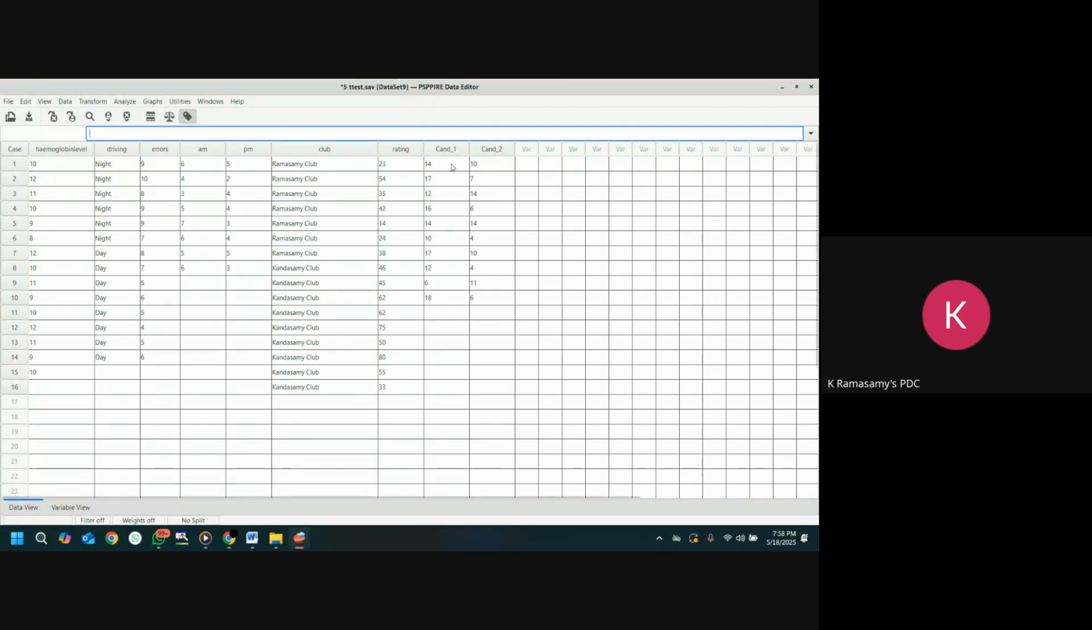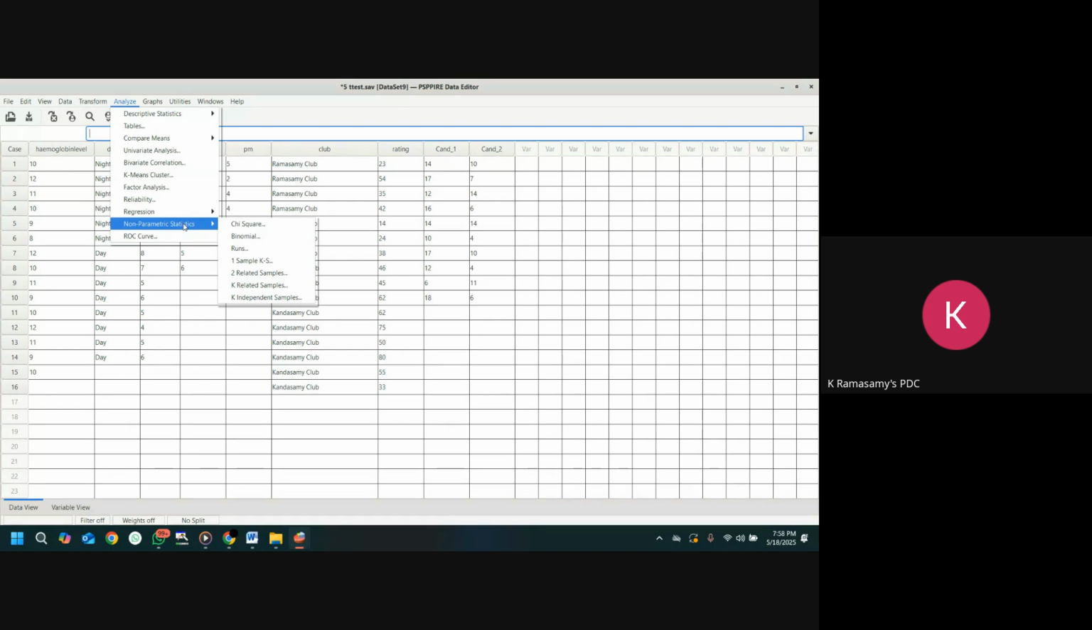Fine. So here both of these are ratings. They are ordinal numbers. They are not numerical data. So I cannot conduct a paired sample t-test. I have to go for some non-parametric paired sample test. I go to Analyze, click Non-parametric. There, Two Related Samples. Two related samples means paired sample t-test. The same we conduct here.